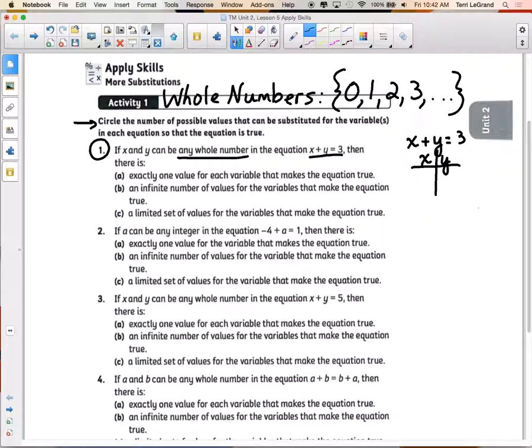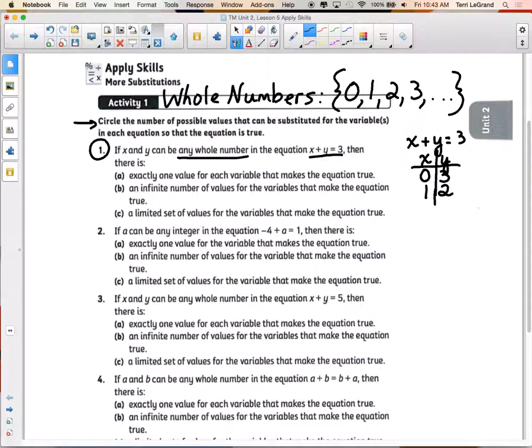If we made x 0, what would y be then? 3, because 0 plus 3 is 3. Okay, so those two numbers work, don't they? Okay, give me another set of whole numbers that might work. 1 and 2, because when x is 1, then y would have to be 2, because 1 plus 2 is 3. Okay, give me another set of whole numbers that works.